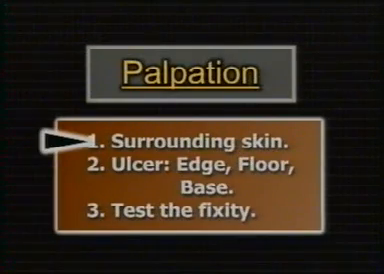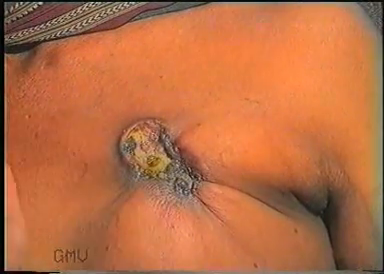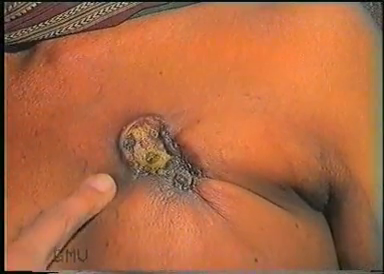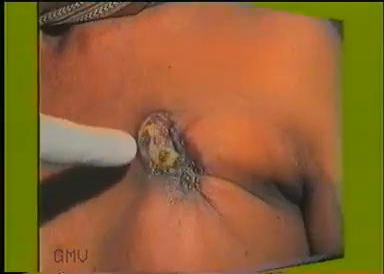Begin the palpation by noting the temperature of the surrounding skin, palpating with the back of the fingers and comparing with the opposite normal side. Then note the tenderness over the surrounding area. Warmth and tenderness are suggestive of inflammation seen in acutely inflamed and spreading ulcers.